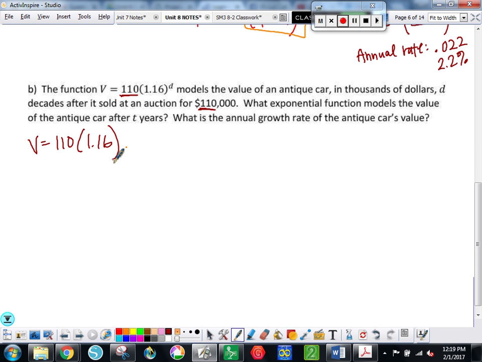I raise it to the what power? Okay? Because if I were to multiply, it takes 10 years to get 1 decade. If I had 10 right here, 10 times 1 would be 1 decade. So that's my conversion right here. Yes, Jessica.